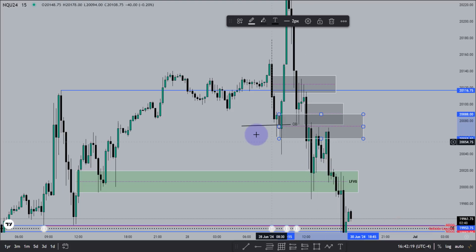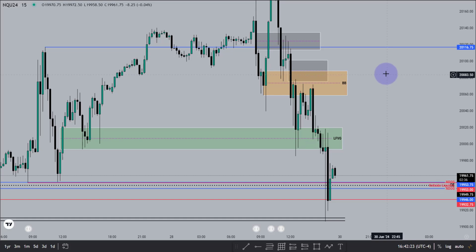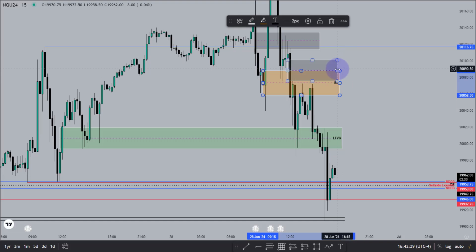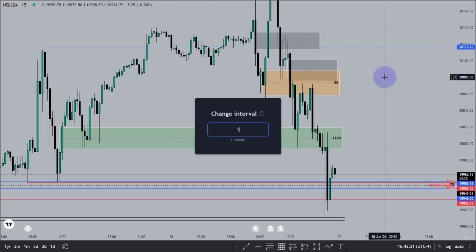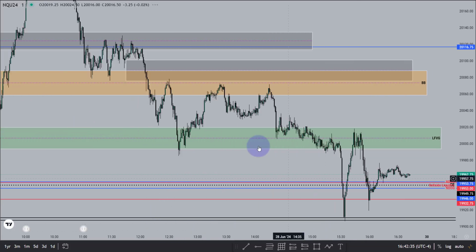So let me mark this breaker block. Let me remove this order block from that line. This is your 15 minute bearish fair value gap. Keep that in your mind. This is the breaker block, and this is the 15 minute bearish fair value gap. Now I'm going to the 1 minute chart one more time.